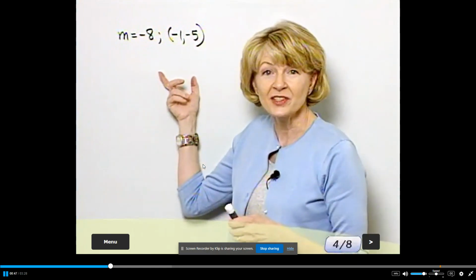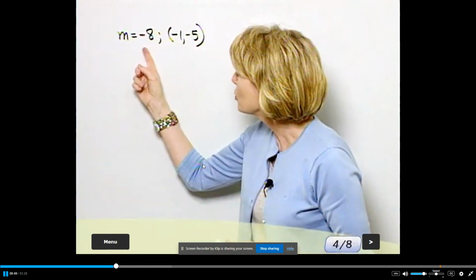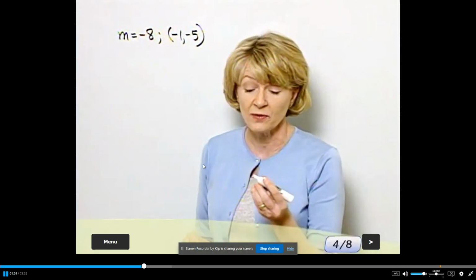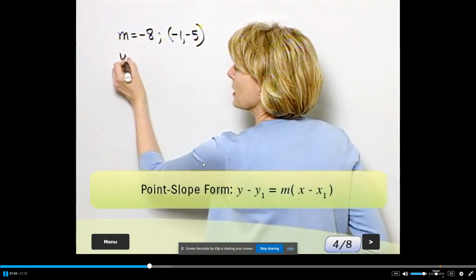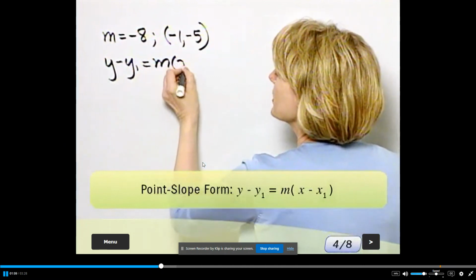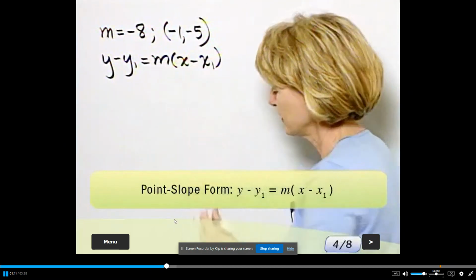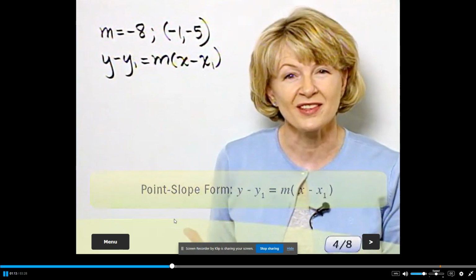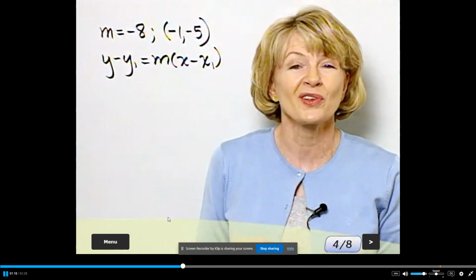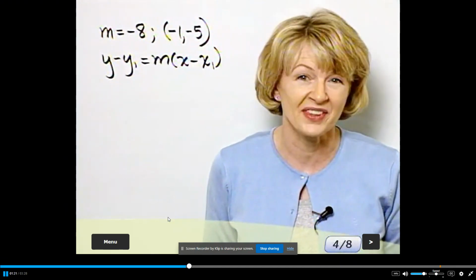Now that's what I'd like to do. Given this slope and this point, I'd like to write an equation of the line with this point and this slope. So we'll use the point-slope form. Let's write down the point-slope form first. It is y minus y sub 1 is equal to slope times x minus x sub 1. That is once again the point-slope form. m is slope, and x sub 1, y sub 1 are the coordinates of a point on the line.